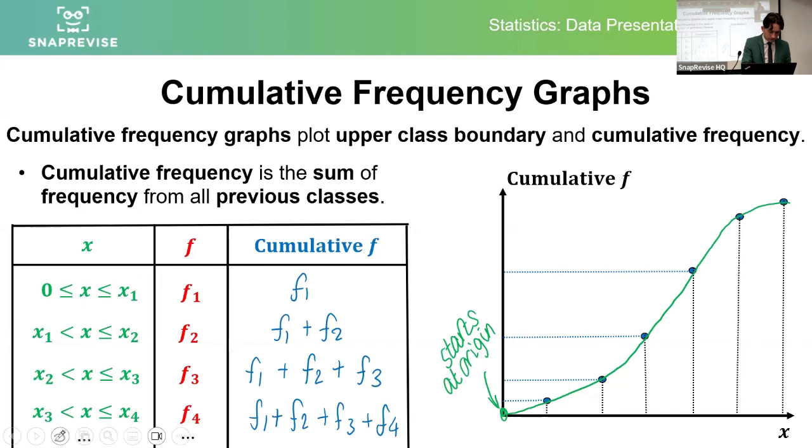These values like F1, and then this would be F1 plus F2. This would be all of them added as they go. And so by the end, we reach the total frequency. Basically the gaps between each jump, like that is F3, that is F2, that's what it rises by.